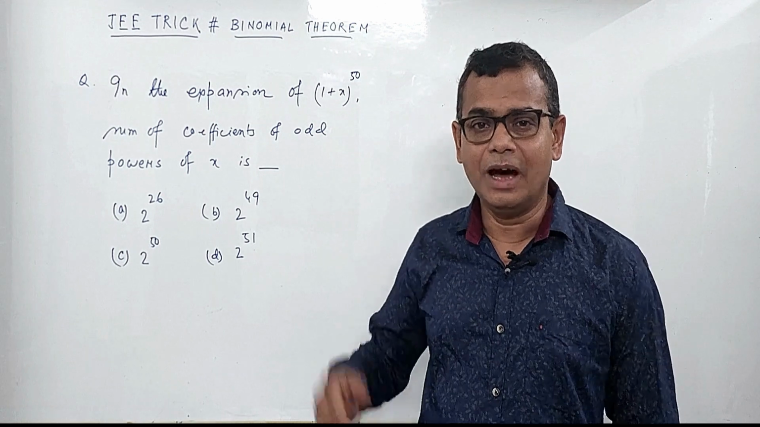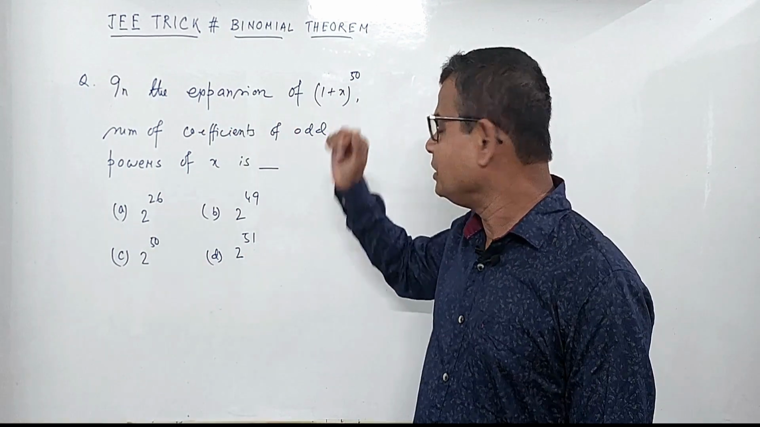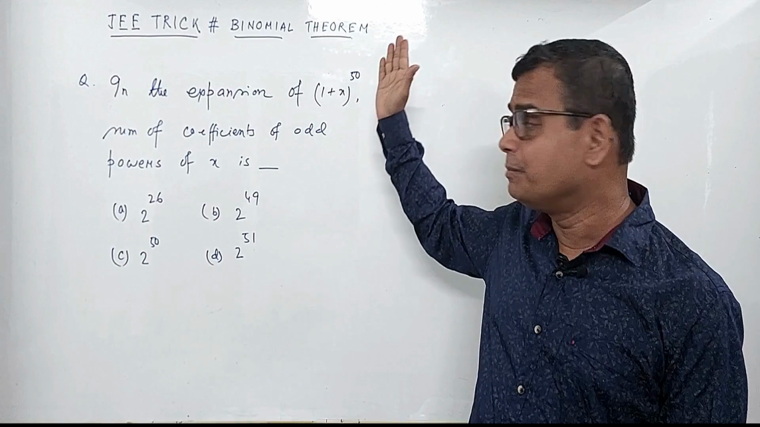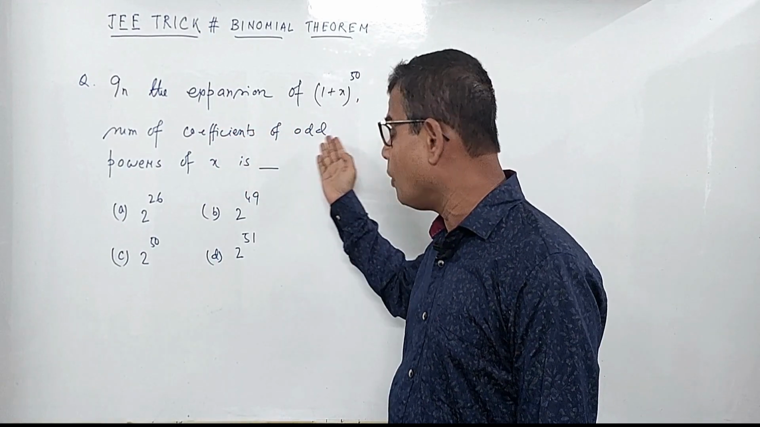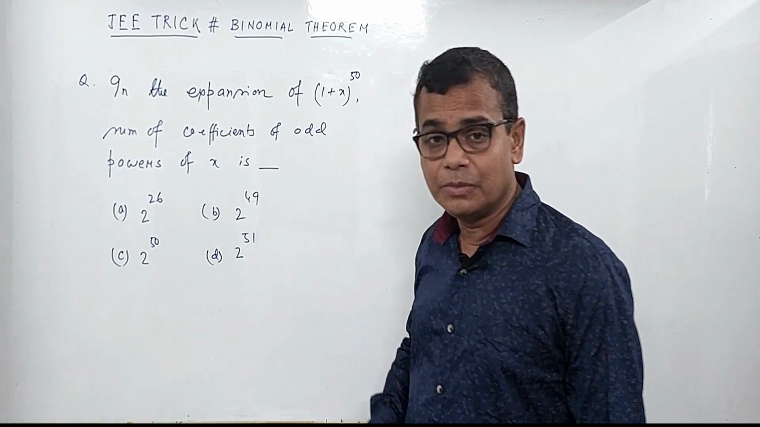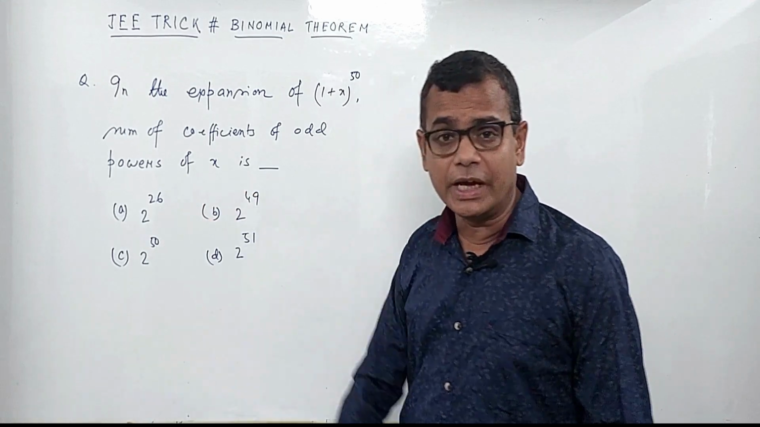For G-click, learn G-tick. In the expansion of (1 + x)^50, what is the sum of coefficients of odd powers of x? Which of the following four options is right here?